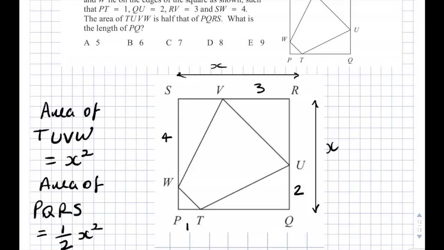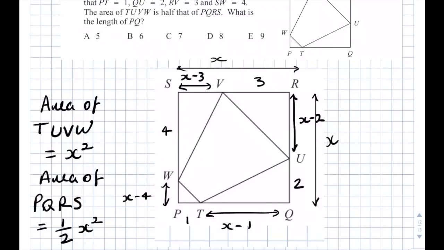Fairly straightforward. But we have been given lengths for SW, VR, UQ and PT. So what are the lengths for these other parts? Well, RU must be X minus 2. TQ must be X minus 1. PW must be X minus 4. And SV must be X minus 3.